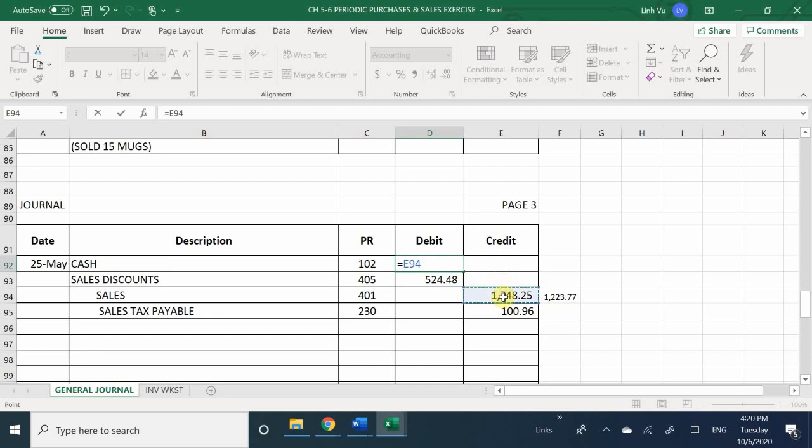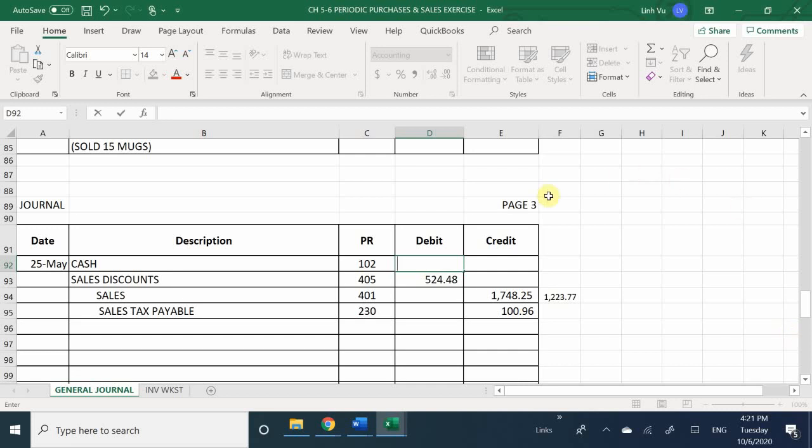All right, hang on. I have to go through and redo all the math again. That's fine. Okay, so we're going to be taking the sales tax of $100.96, and then what was our sales? I'm sorry, I can't see. I didn't write down the discount. Let me clear up my table. My discount is $524.48. My total sales is $1748.25, and my sales tax payable is going to be $100.96.